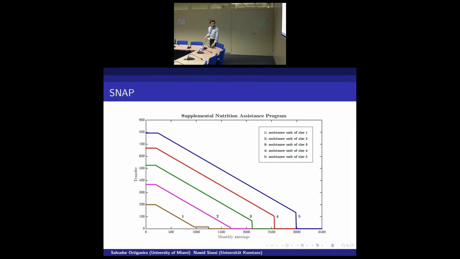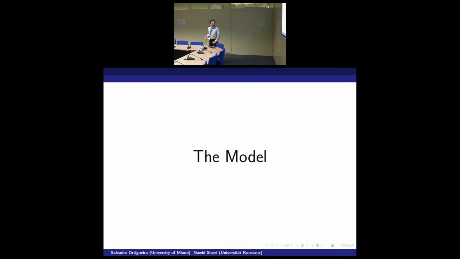So depending on the number of people, you get a different amount of transfers. These are the policies that we want to understand. We want to see how they affect labor supply, consumption, and marital decisions. The model that you are about to see is a structural model where the main focus is on these three margins: labor supply, consumption, and marital decisions. So we need to introduce a little bit of structure.